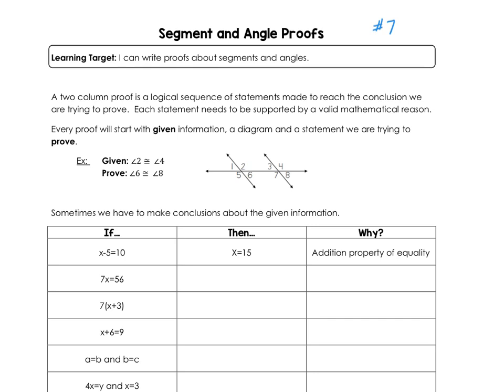Right, so a two-column proof is a logical sequence of statements made to reach the conclusion we are trying to prove. So it's basically justifying all of your thoughts along the way.